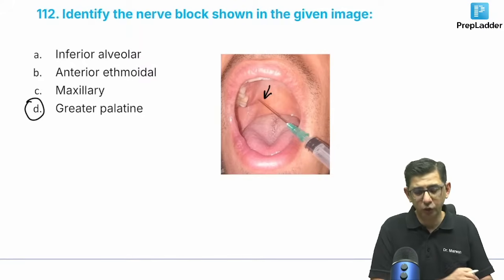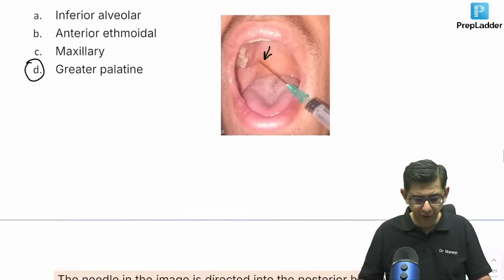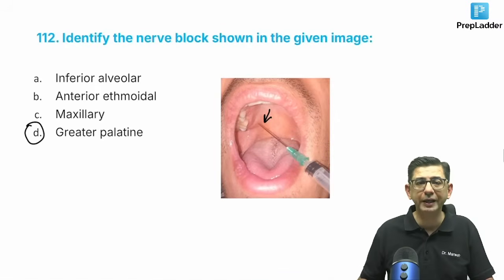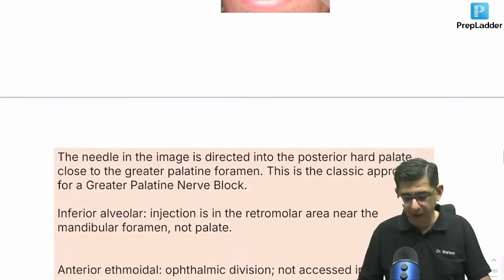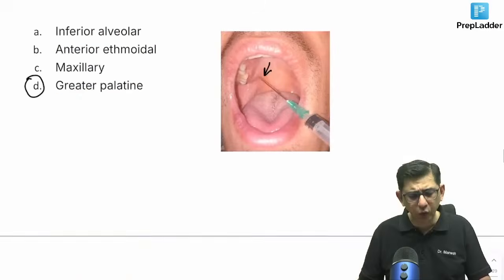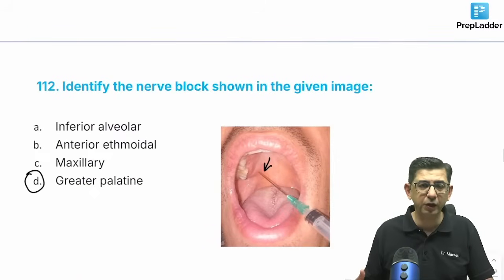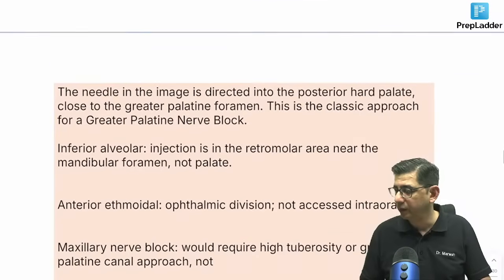So I think 2, 3 from anesthesia, right? One was this nerve block. Second was that ketamine wala question that was given. And then, okay, so 2 only from anesthesia. One is the ketamine wala, and the second one is the nerve block that I have mentioned here.